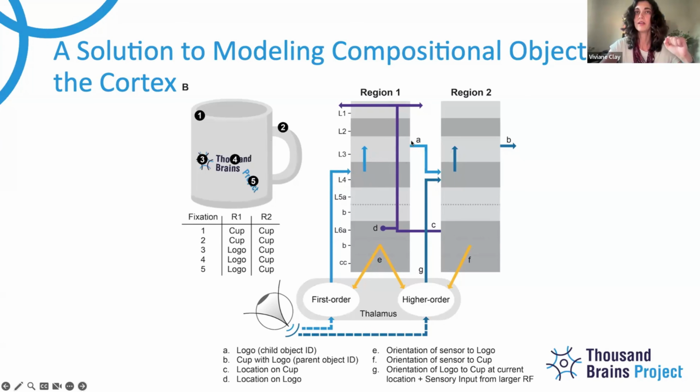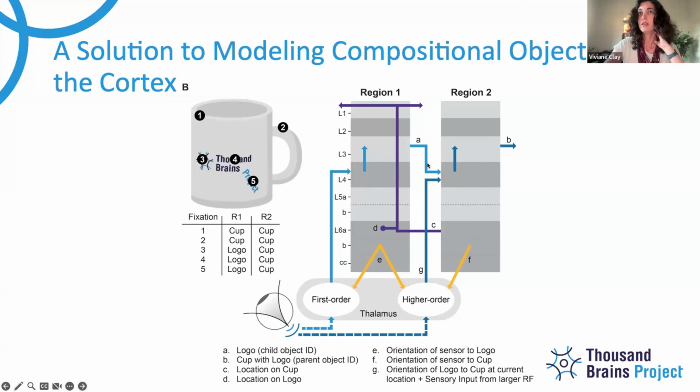The TBP logo now becomes an input to this feature layer, layer 4 of region 2, and gets associated with locations on the compositional object. Note that this input doesn't encode the whole model. It doesn't encode the structural composition of the logo. It's just an ID of that object.